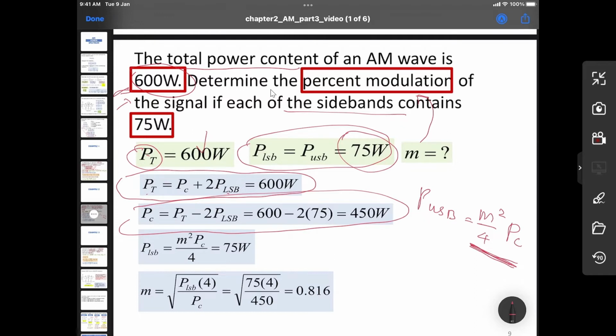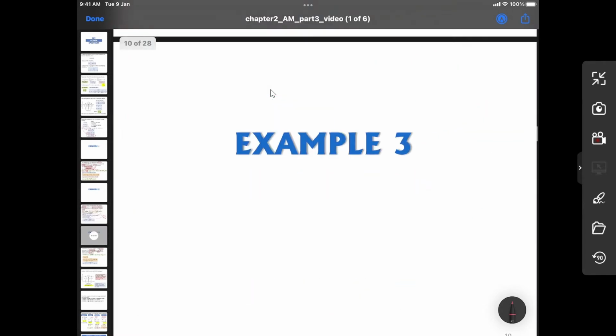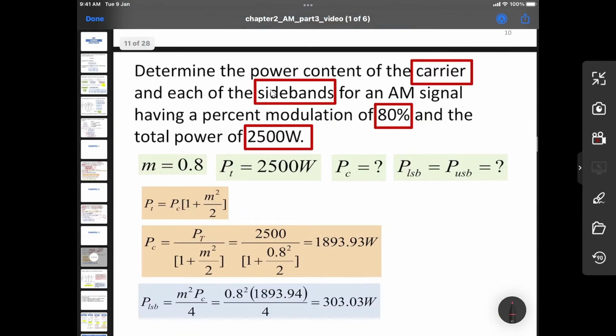Right, they use this one. Okay, they use this one. USB 75. They rearrange this one. Okay, yeah. So rearrange that one, you will get the M. Okay, you get the M. So first you have to identify what are the parameters that get given in the question, and you have to think on how to play around with the equation to get the answer. Okay. So example 3 also here.